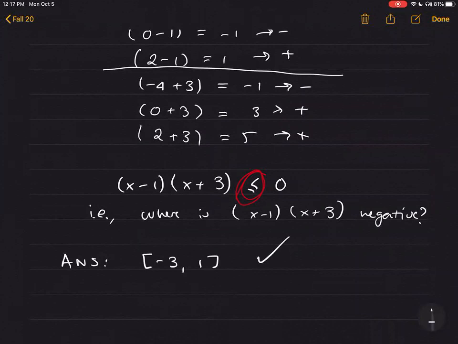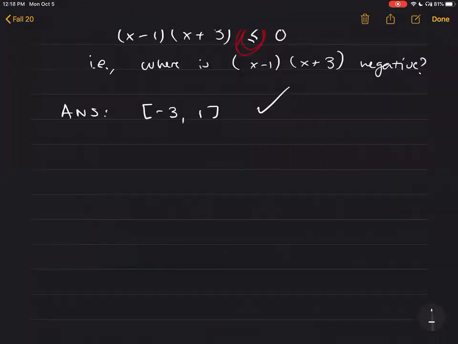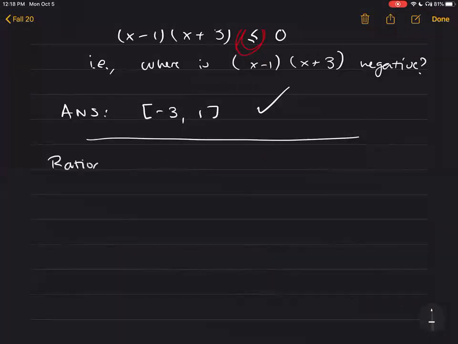Cool. All right, so those are quadratics. Let's look at maybe something even trickier. Let's look at rational inequalities. Luckily, the same procedure for quadratic inequalities holds for rational inequalities. So let's do this.